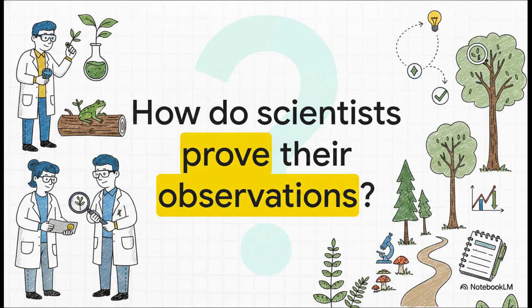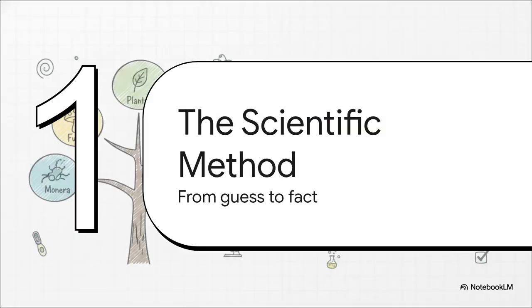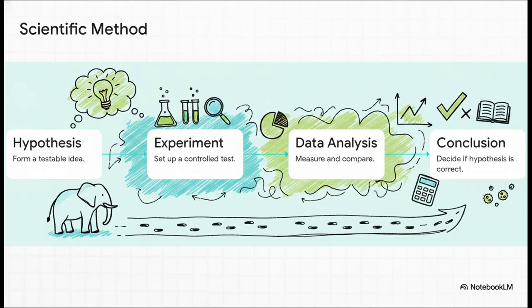Imagine you're a researcher looking out at a forest and you notice something strange happening. How do you definitively prove that what you're seeing is an actual rule of nature? That brings us to Section 3, the scientific method, taking it from guess to fact. The scientific method is the universal tool researchers use to turn a mere observation into confirmed, reliable knowledge. It follows 4 crucial steps: hypothesis, experimentation, data collection and analysis, and finally, conclusion.